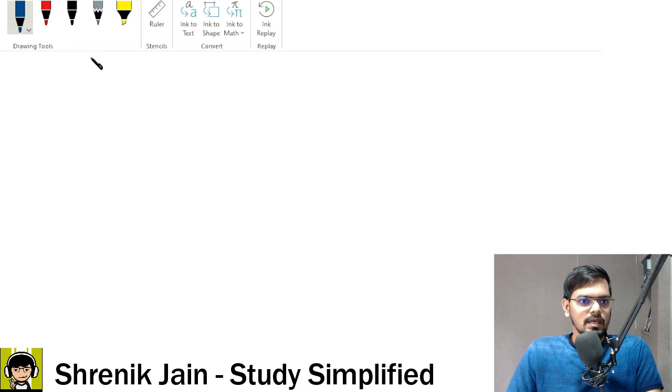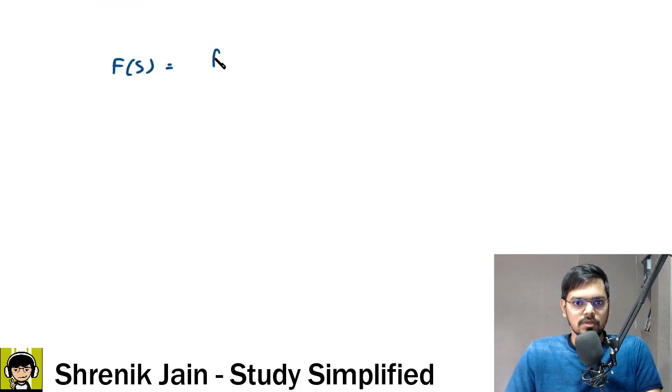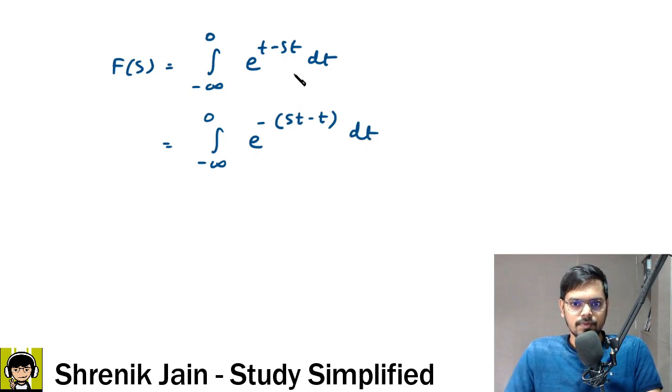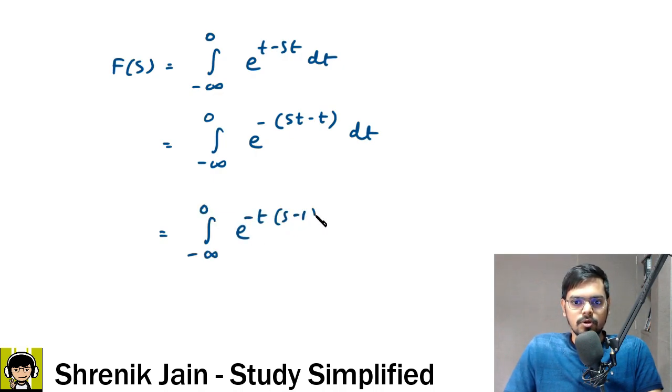Okay, so now we can say that capital F(s) is equal to the integral from minus infinity to 0 of, and then what do we have? e^(t - st) dt, just combining the powers of the exponential. Now let me write it this way: if I take a minus 1 outside, then I am getting (s - 1)t, minus t dt. Clear? Is this the thing, if I take the minus outside? Absolutely, sir. Now also take t outside. So this would look like this.